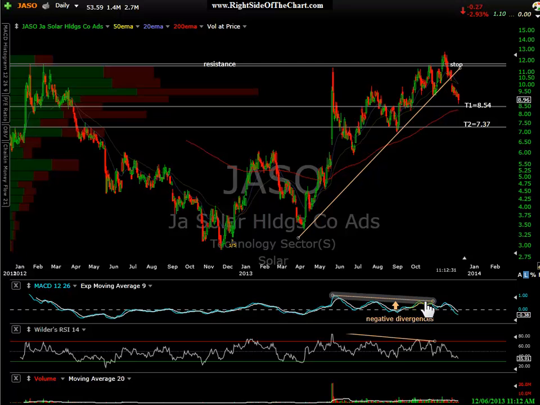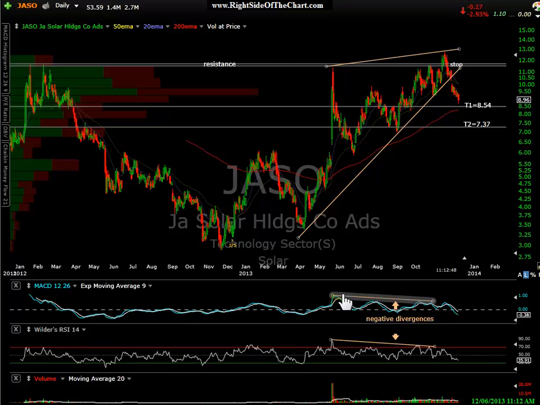On top of that, we had very nice negative divergences at the highs. I'll draw those out here for you that aren't familiar with how divergences work. From that point back here to here, the prices made a higher high. And if you look down below on the RSI and MACD, we have a series of lower highs, and that is negative divergence.